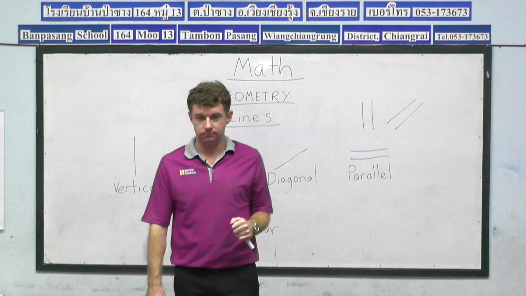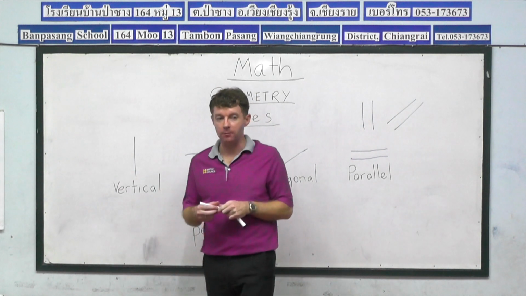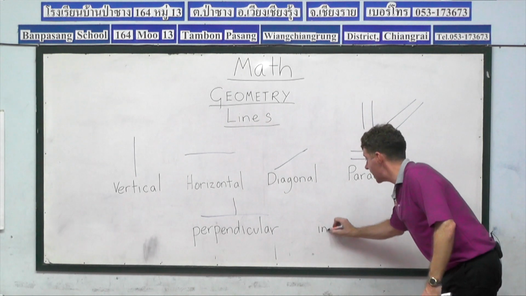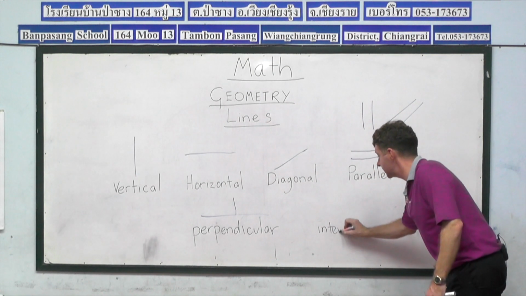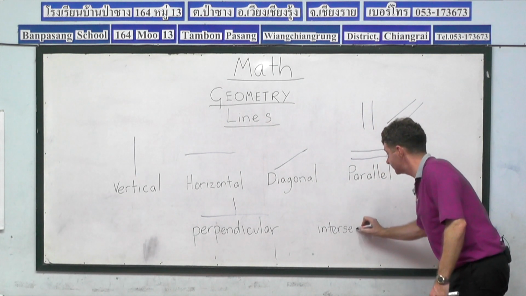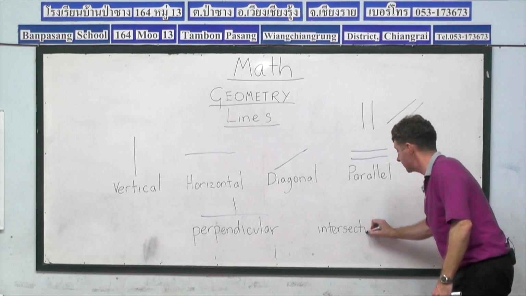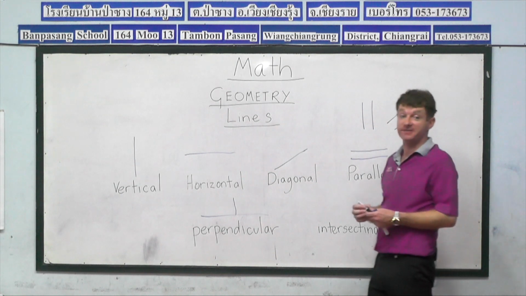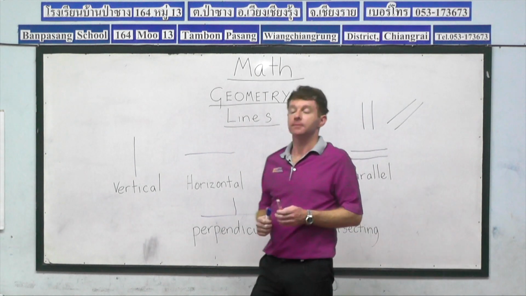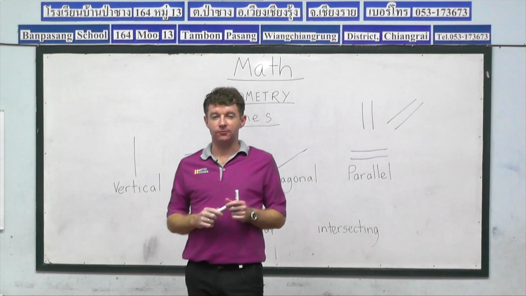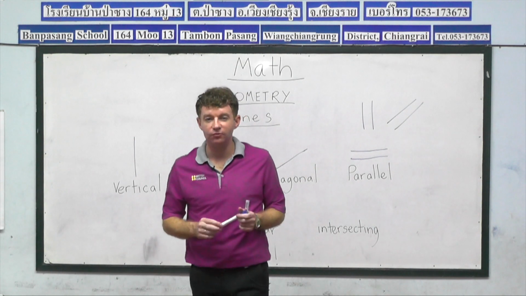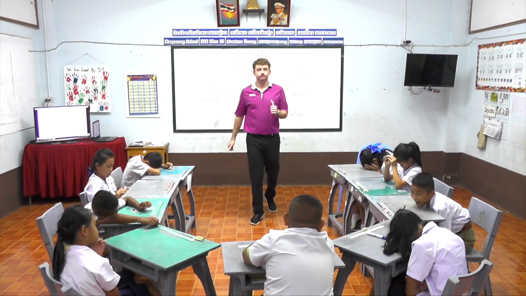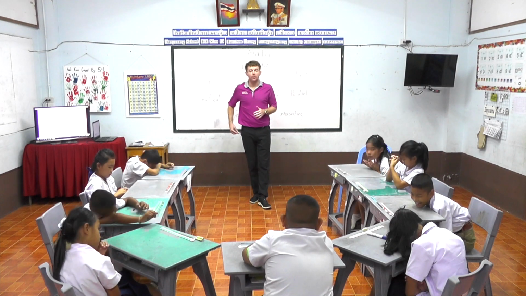Final line. So I need one more student to help me with intersecting. I, N, T, E, R, S, E, C, T, I, N, G. Intersecting. Perfect. Okay, guys, so one more line. I need one more student to help me. Okay, now we can open our eyes.